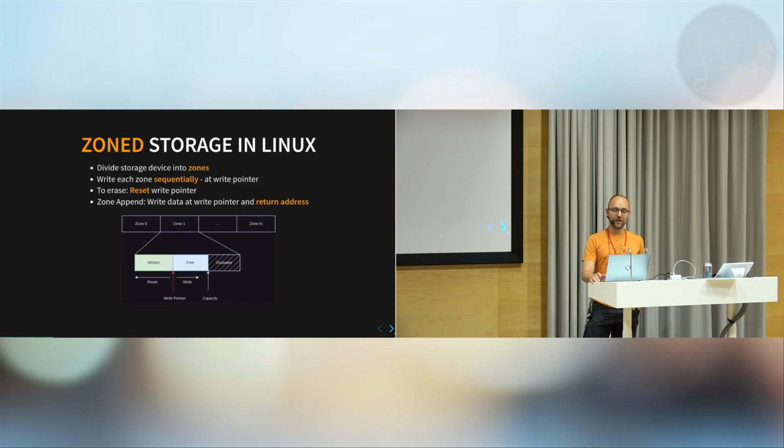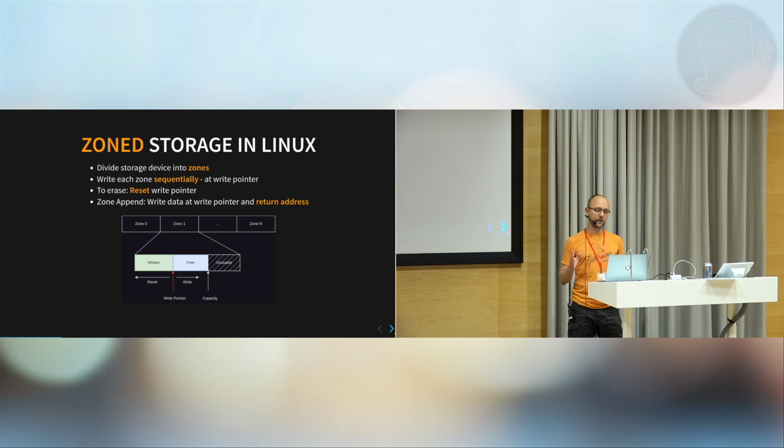So zone storage in Linux is a storage abstraction where we divide the LBA space of a block device into a number of zones. And within each of these zones, we have to write the data sequentially. And we have to write it at the write pointer. So when we write data to this zone, we move the write pointer forward, and the write pointer is always pointing to the next place where we have to write. In order to erase stuff, to be able to rewrite the zone, we have to reset the zone. That discards the data that we have in the zone and puts the write pointer back to the beginning of the zone.